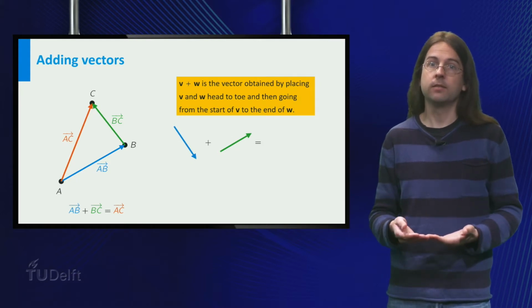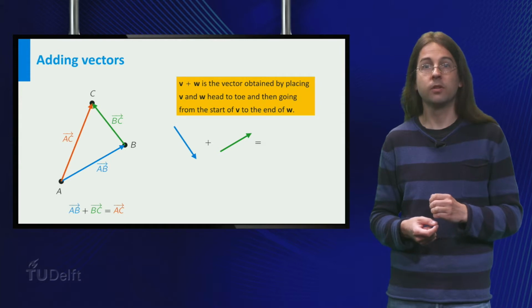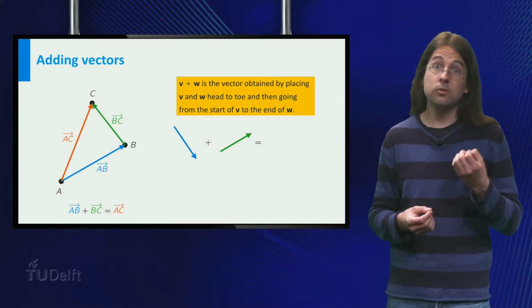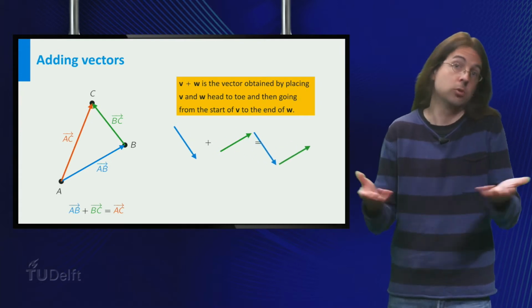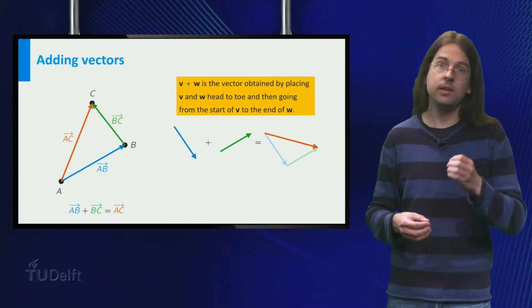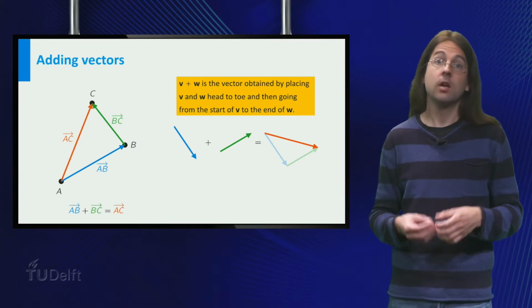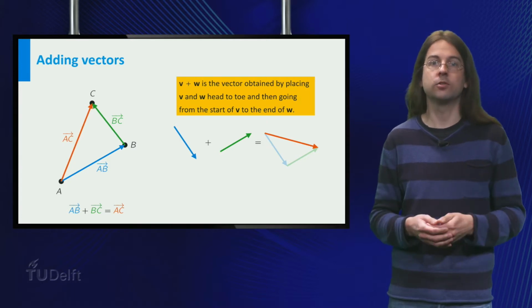Consider the sum on the right. Recall that vectors don't have a fixed starting point. So if we want to add two vectors which are not head to toe, we can shift one, or both, of them to place them head to toe, and then do this addition. A typical application of this vector addition is adding forces.